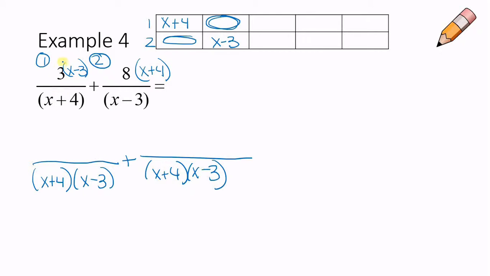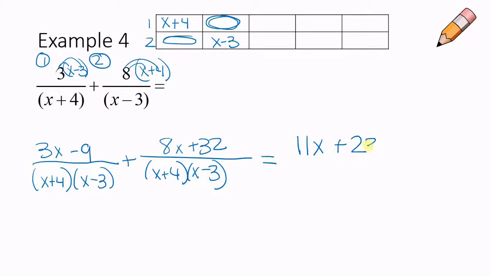Okay, so multiply the 3 in, I'm going to get 3x minus 9. Multiply the 8 in, I'm going to get 8x plus 32. Now, let's add. 3x plus 8x is 11x. Negative 9 plus 32 is 23. And that would be the end of my problem.